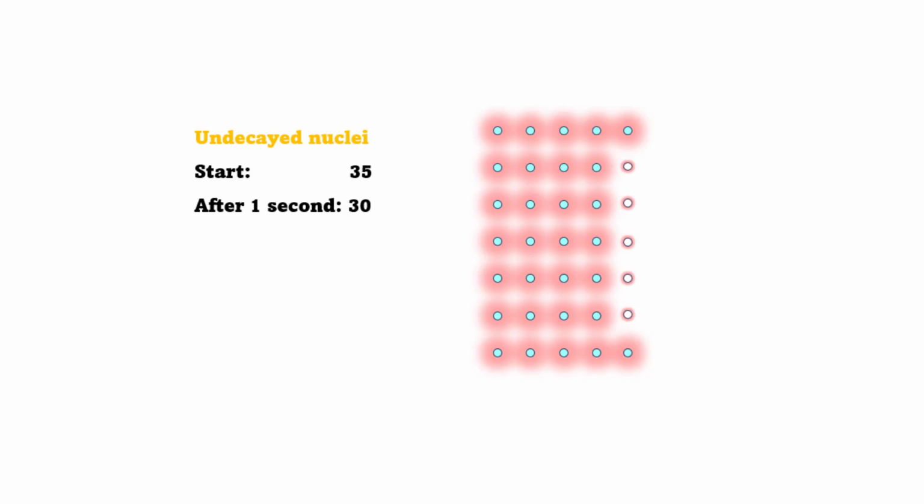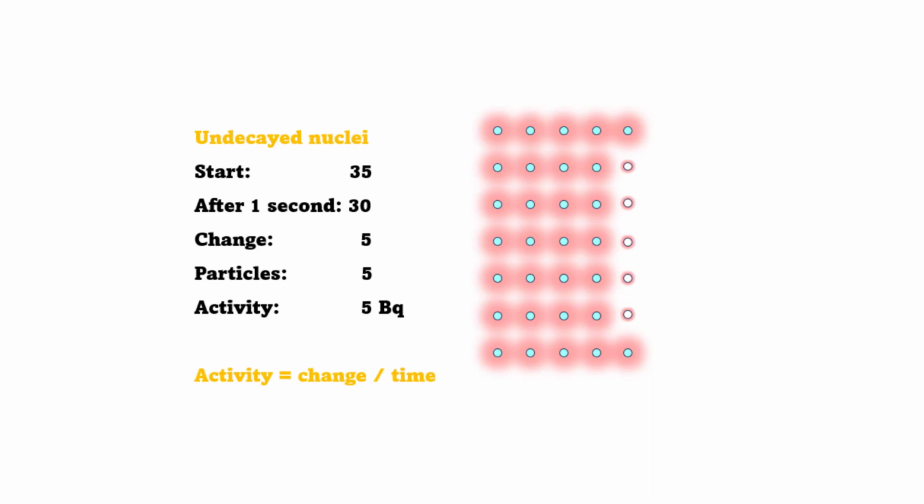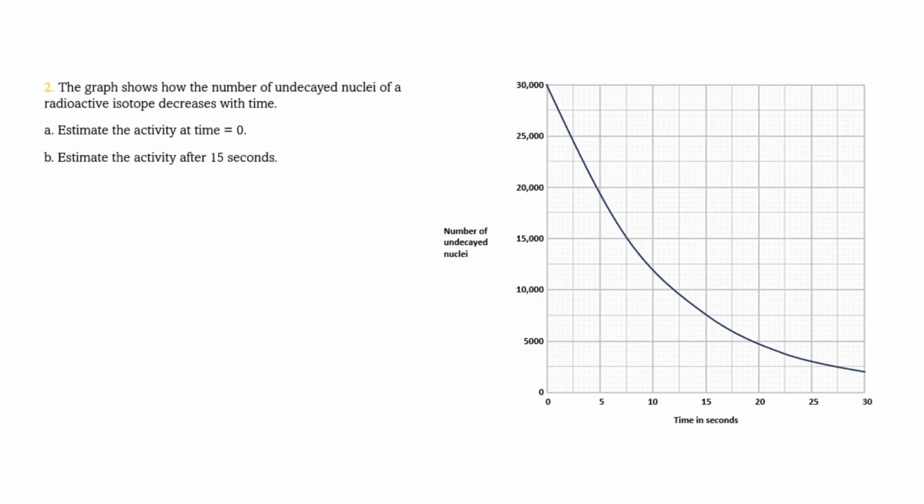So the change in the number of undecayed nuclei is 5, which means that in 1 second, 5 particles must have been given off. 5 particles per second is an activity of 5 becquerels. So we have a general relationship that activity is equal to the change in the number of undecayed nuclei divided by time. Let's use that to answer part A.